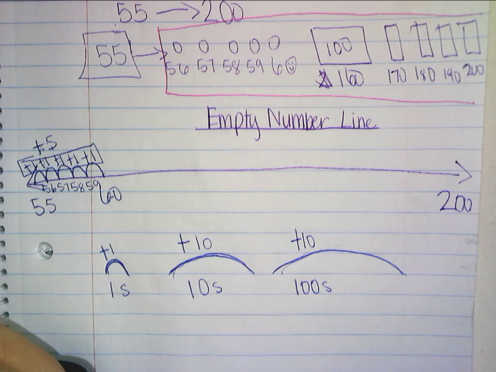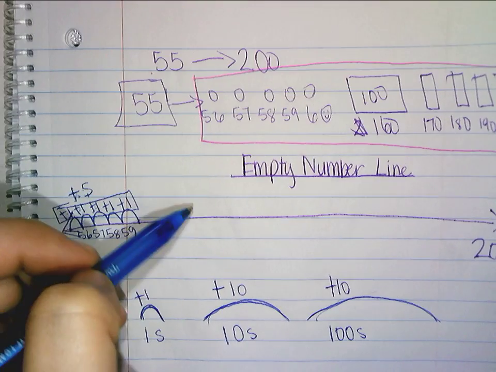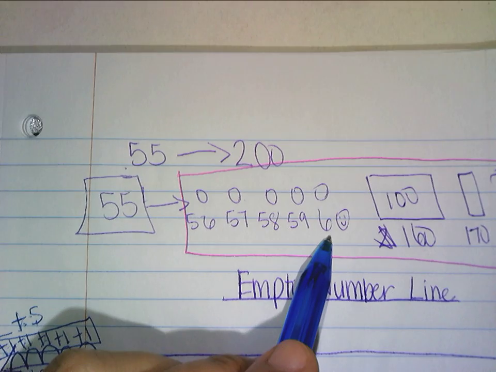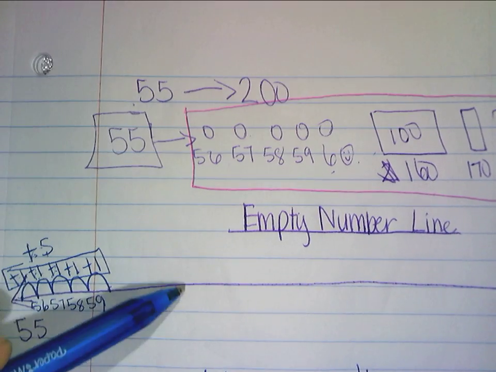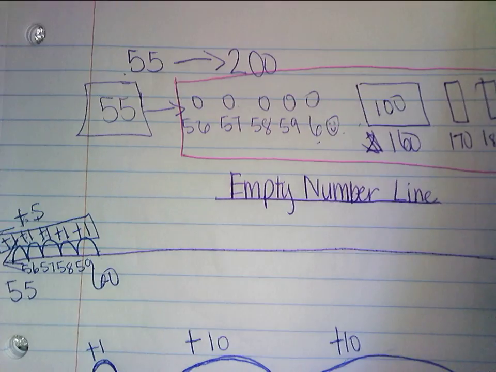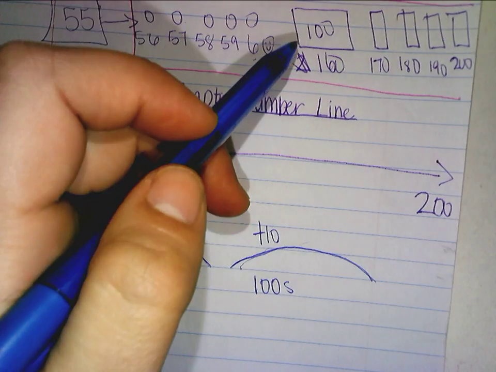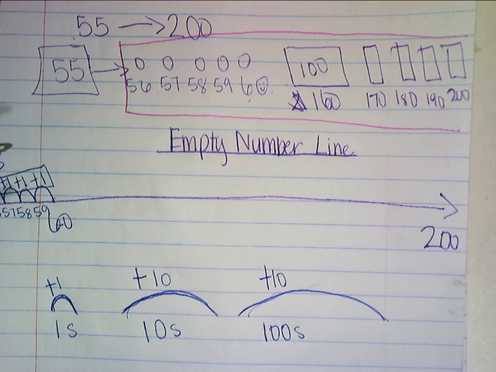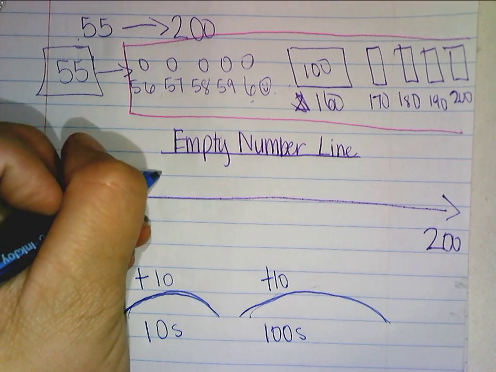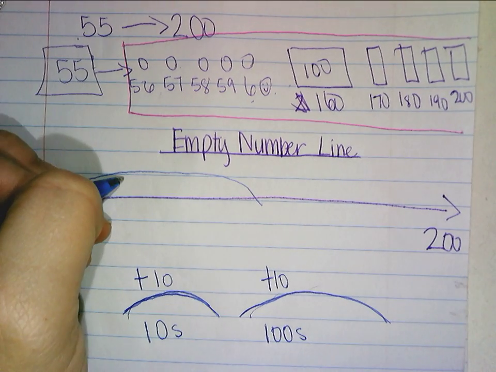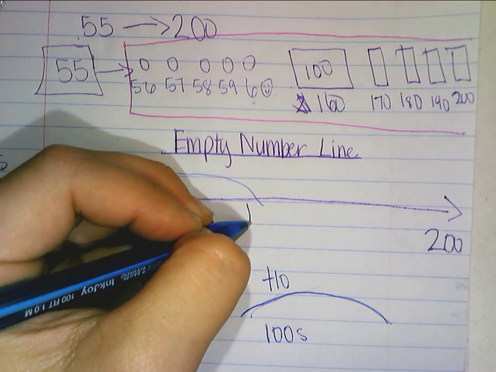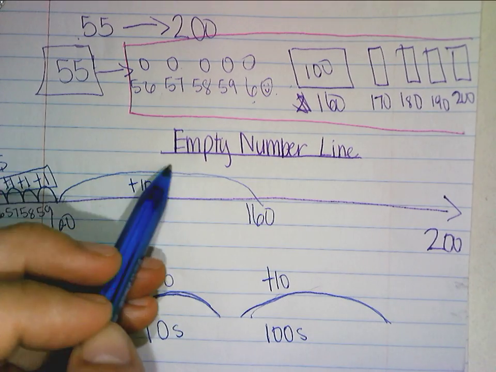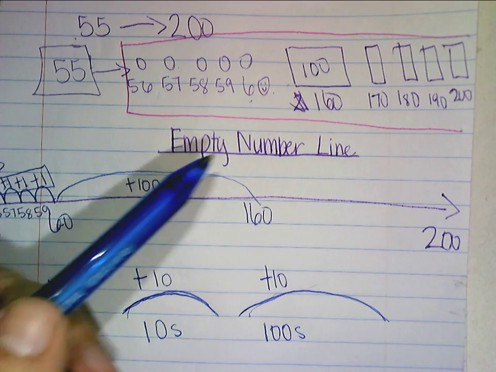Does that make sense so far? So right now we're at 60, just like up here. We're getting to that happy benchmark number first, like we did in this quick sketch. We have to get to the happy benchmark number on the empty number line. Now you're going to make that big jump. So you're going to go big, +100. So that would take you to 160. Do you notice how big that is?